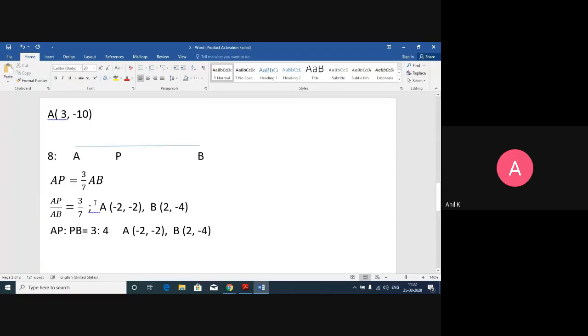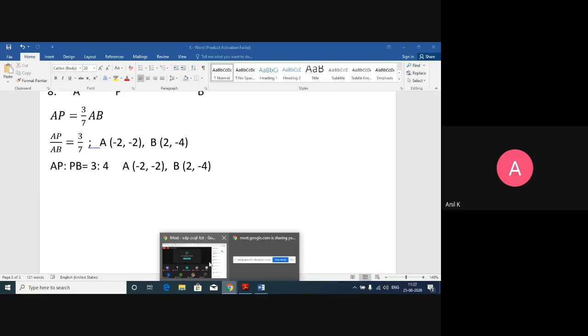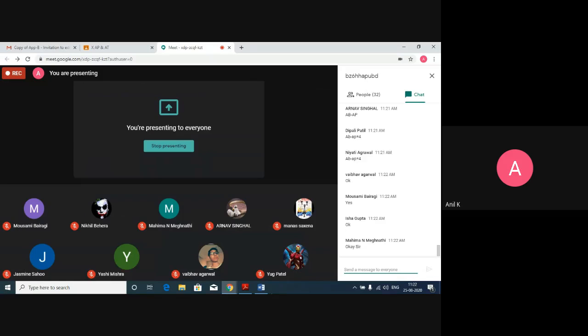So whenever AP is to AB or AB is to PB, they can give it this way also. Then I have to find the AP value. Now you can solve. Do it as homework now. That is the only tricky part in that question.